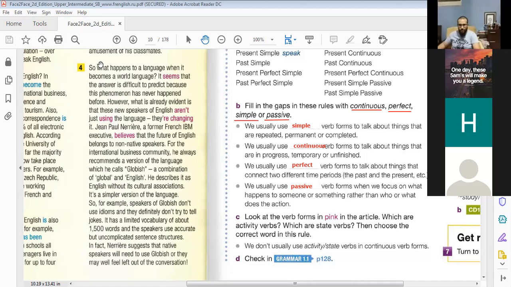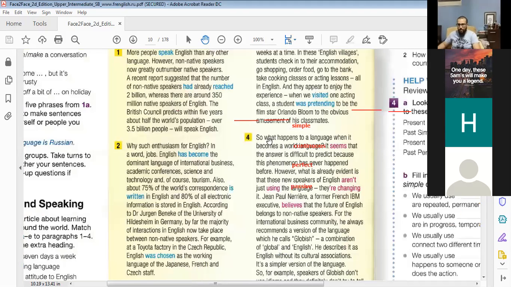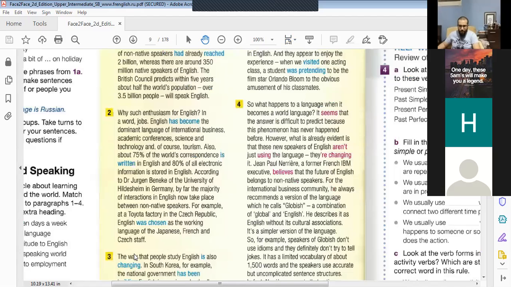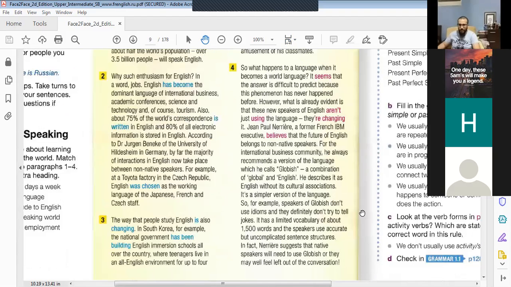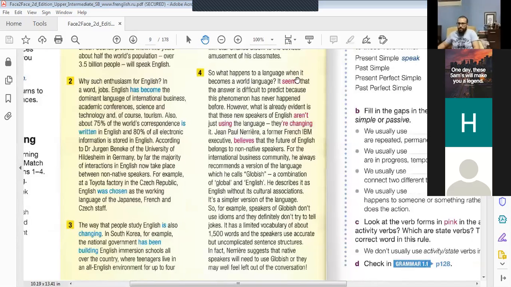Let's start with the first paragraph. We don't have any pink verbs here. Just in paragraph 4, I think. Most of them are in the fourth paragraph, right? Yes. Correct. So they're all in the last paragraph, the fourth one. So we have the first one here. Seems. What do you think? State verb. Okay. What about using here? Use. Action verb. Okay. So use is an activity verb.